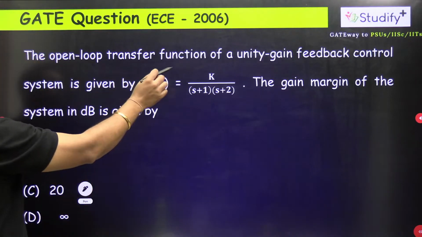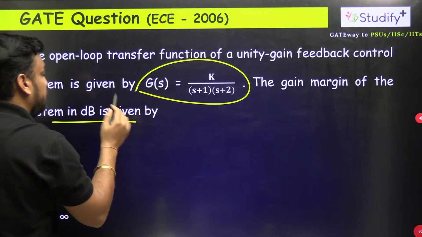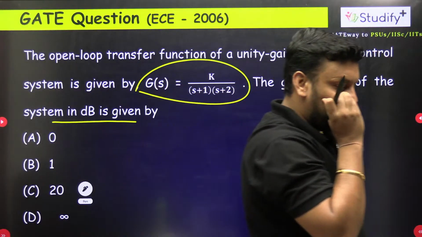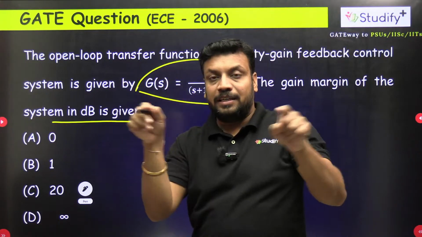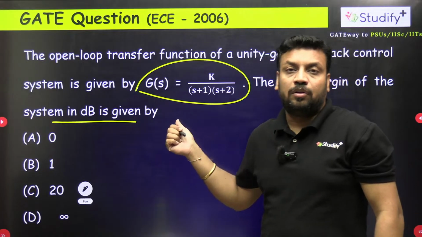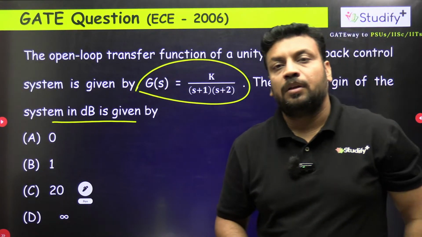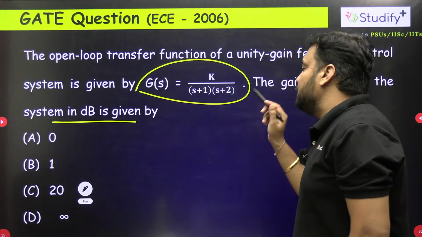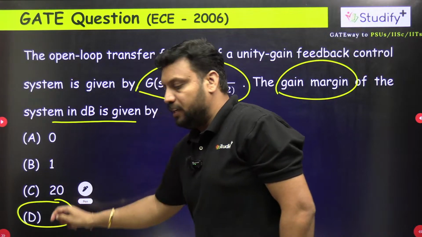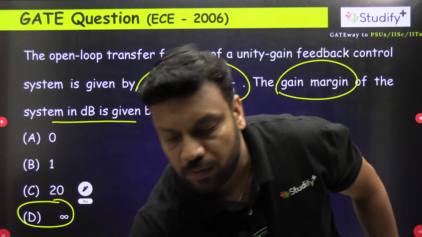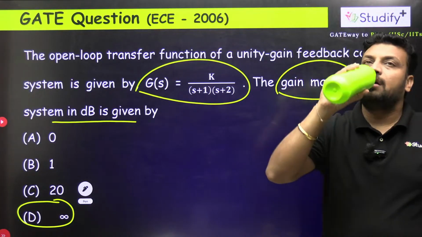The open loop transfer function of a unity feedback system is given as G(s) is this. The gain margin of the system in dB is what? Now tell me guys, is it also a second order system? Once you write the characteristic equation, you will get a second order equation or not? You will get the second order term or not? Tell me yes or no. And for a second order system, gain margin should always be what? The gain margin should always be infinity only. So is it a gift question for you guys? Only 6 seconds is required to solve this.